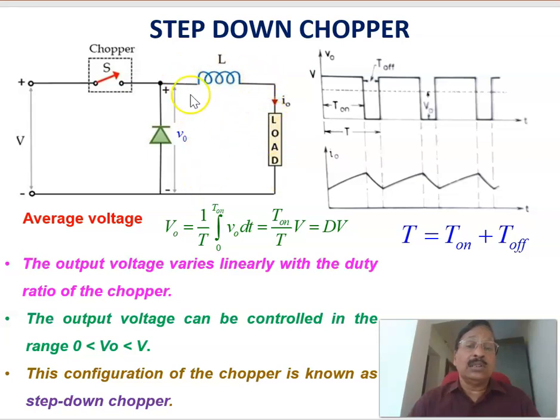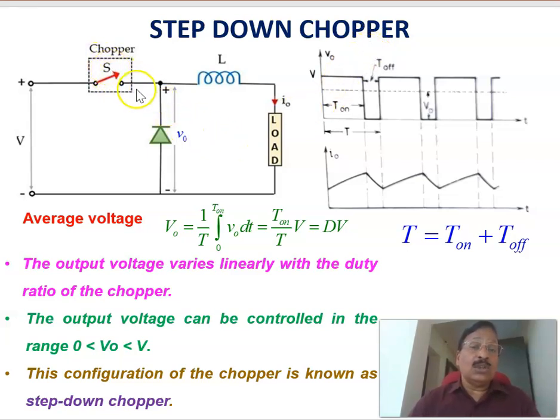The voltage at this point is marked as V0, which is coming across the inductance and the load, and the load current is I0. Across that, a feedback diode D is connected. Therefore, this is the circuit topology of a step-down chopper, and let us see its working.